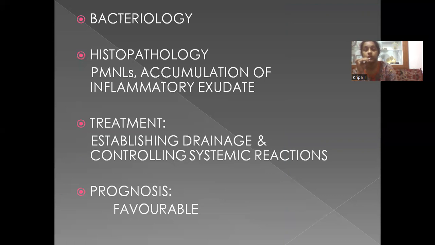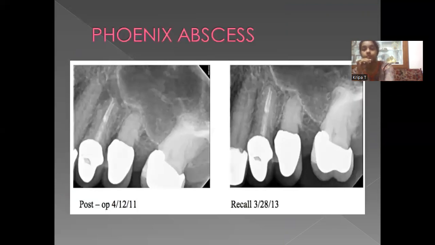Histopathology, again: acute inflammatory cells and exudates are seen. So this is an emergency situation, with establishing drainage and control of the systemic symptoms. Prognosis is quite favorable. Next is phoenix abscess.